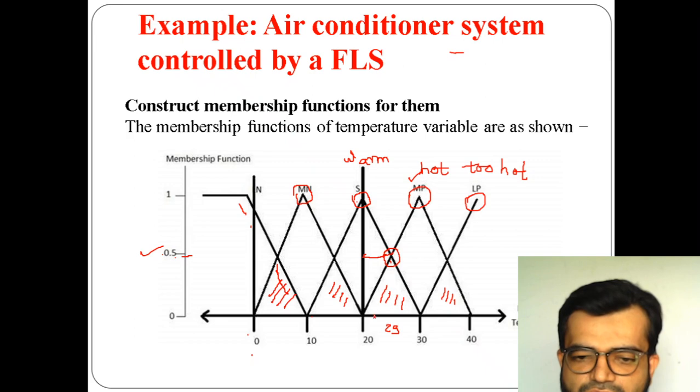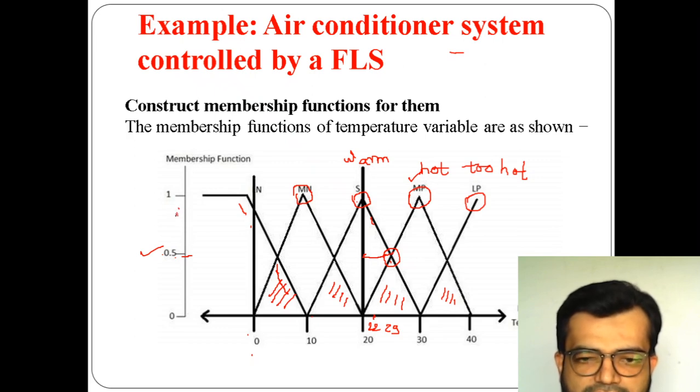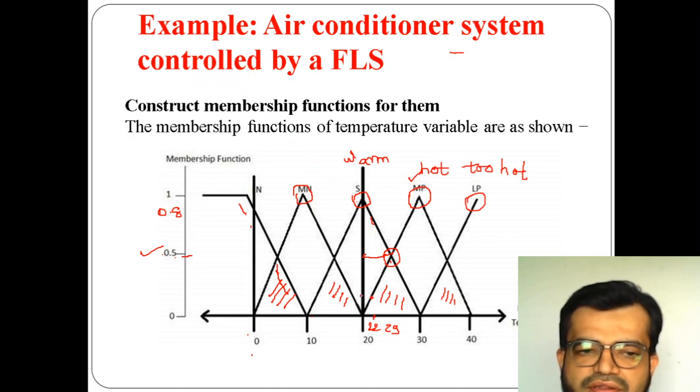But what if I take 22 degrees? What happens at 22 degrees? Here it will be 0.8, that means for 22 degrees it is warm to the degree of 0.8. And at the same time, if I consider this line, it is hot to the degree of 0.2.